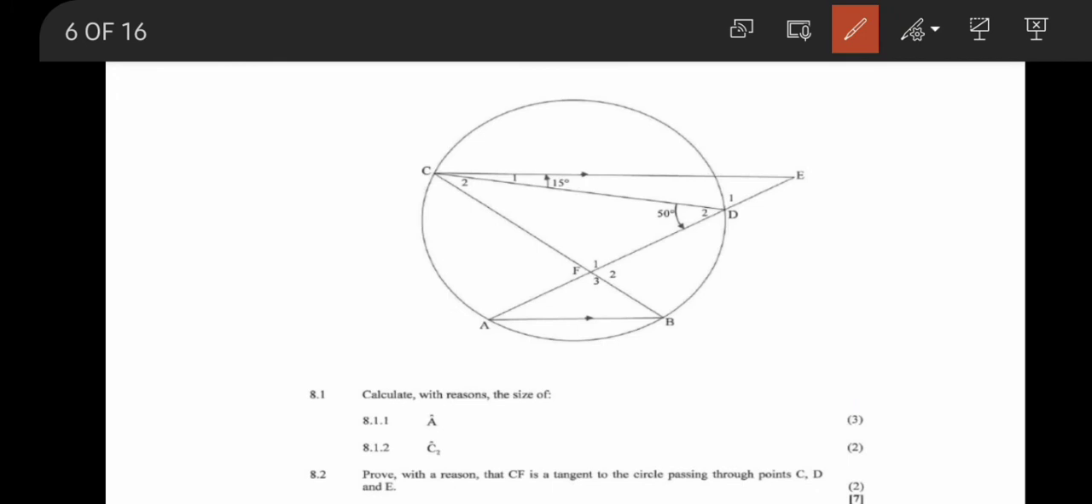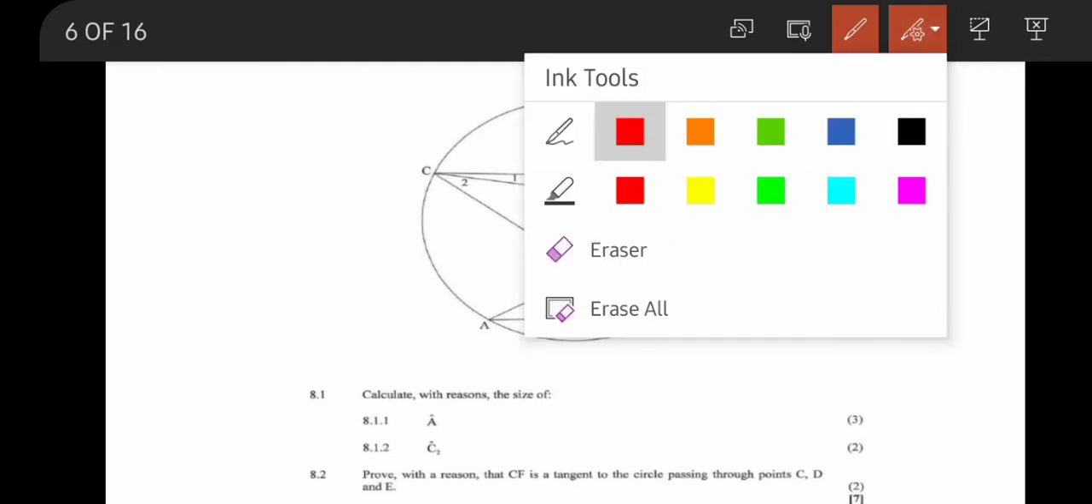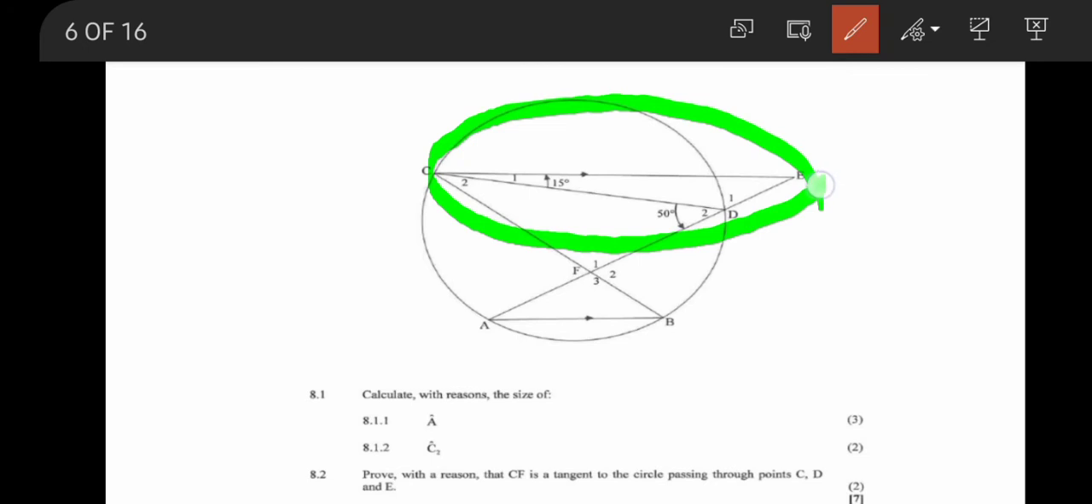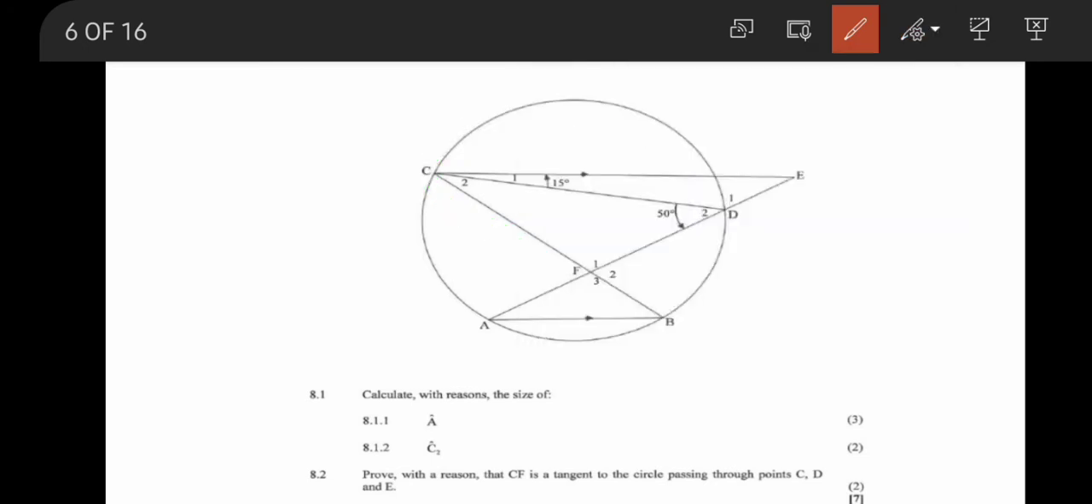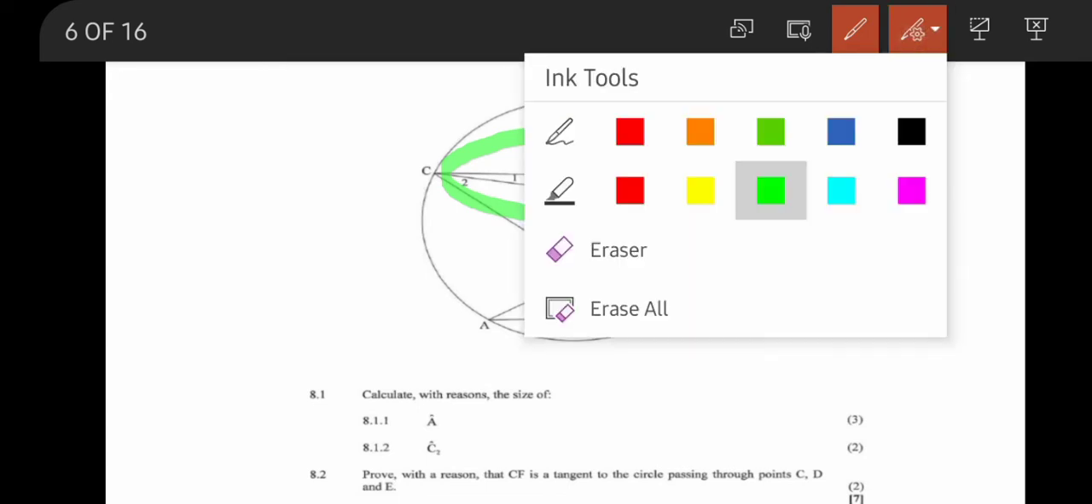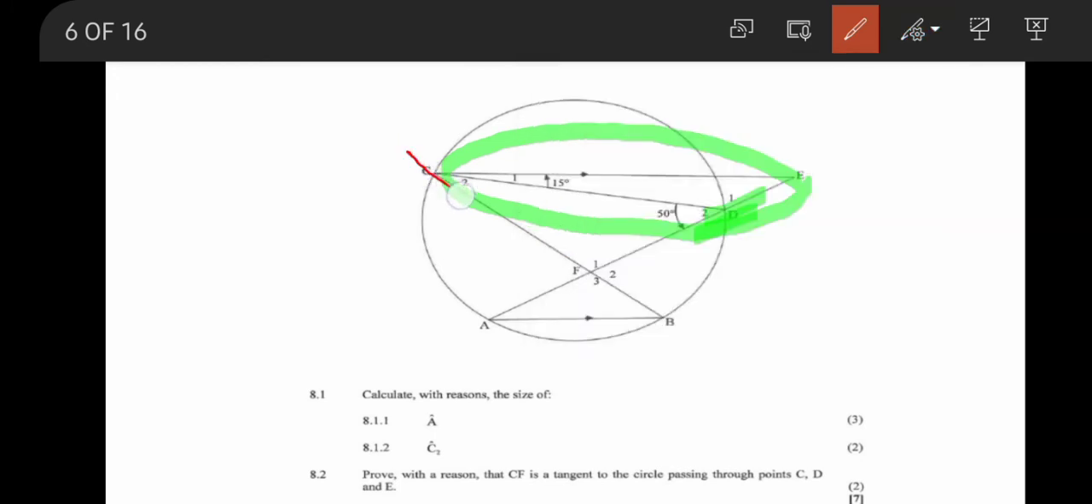Now what else? 8.2 says prove with a reason that CF is a tangent to the circle passing through points C, D, and E. So the first thing we need to do is construct a circle that will go through those points. So we have a circle like that touching C, D, and E, right? Now they're saying CF is a tangent. This CF that you see here is a tangent.